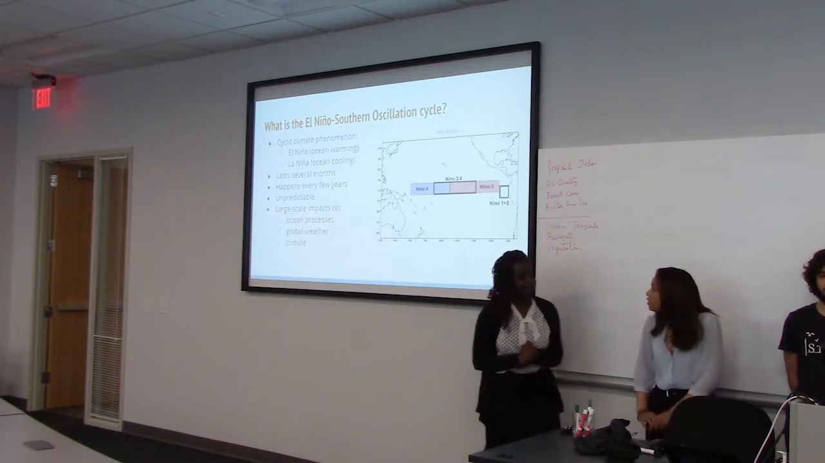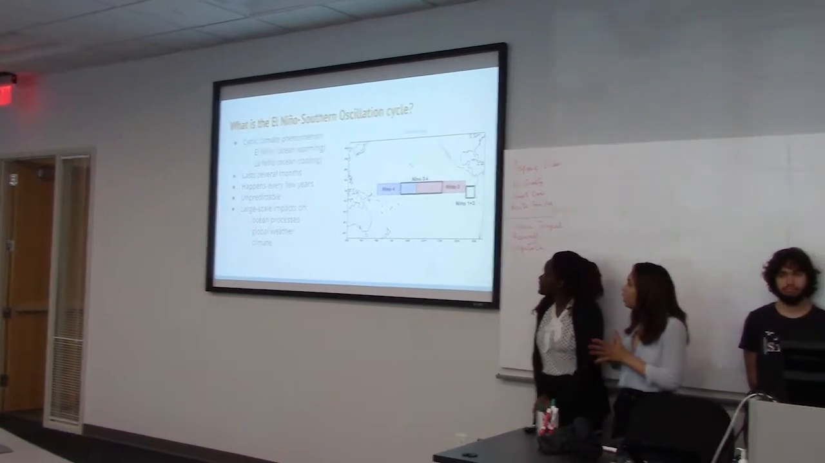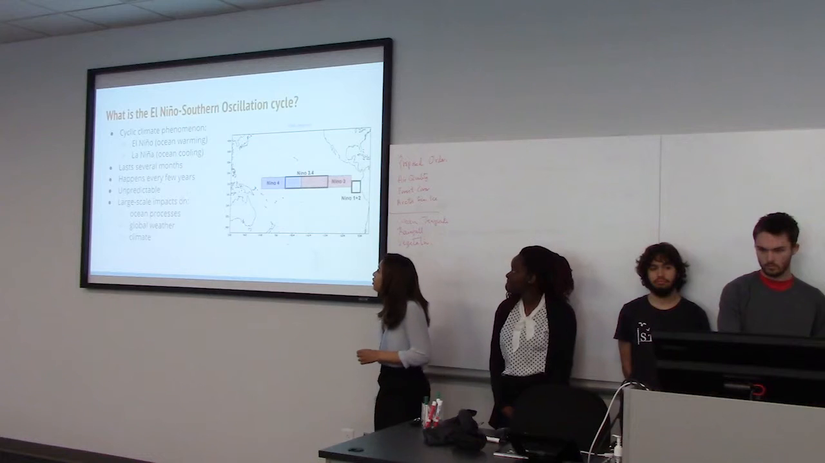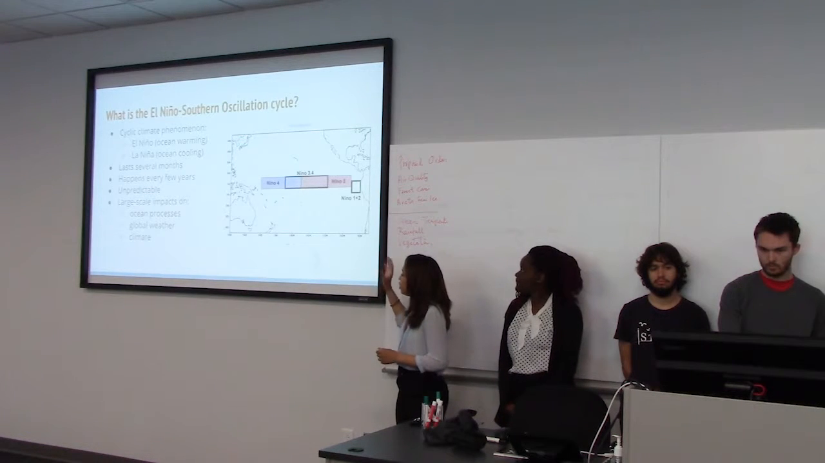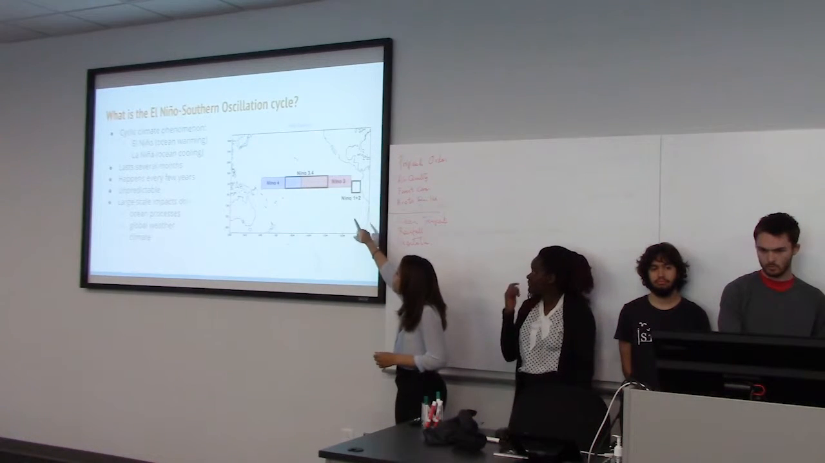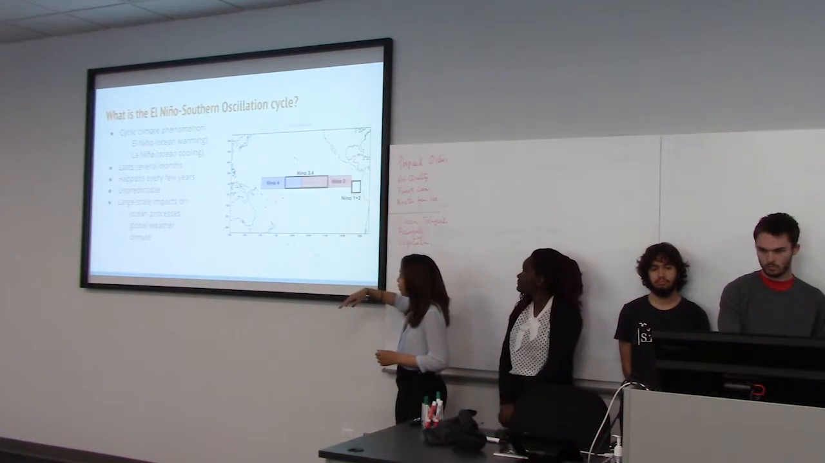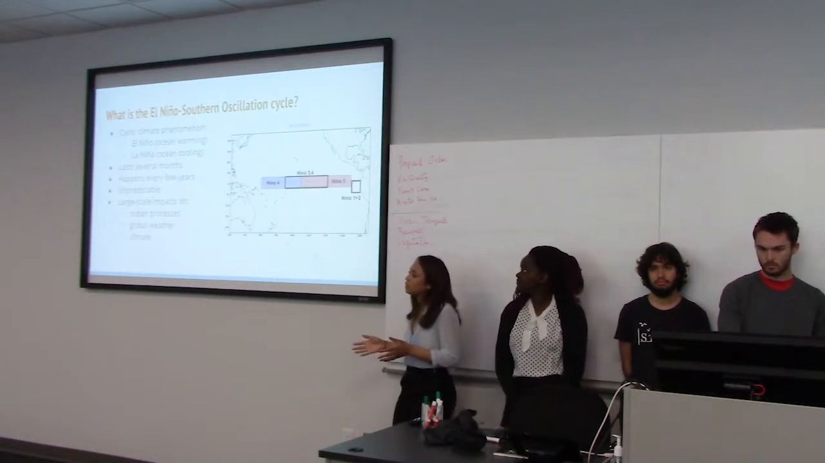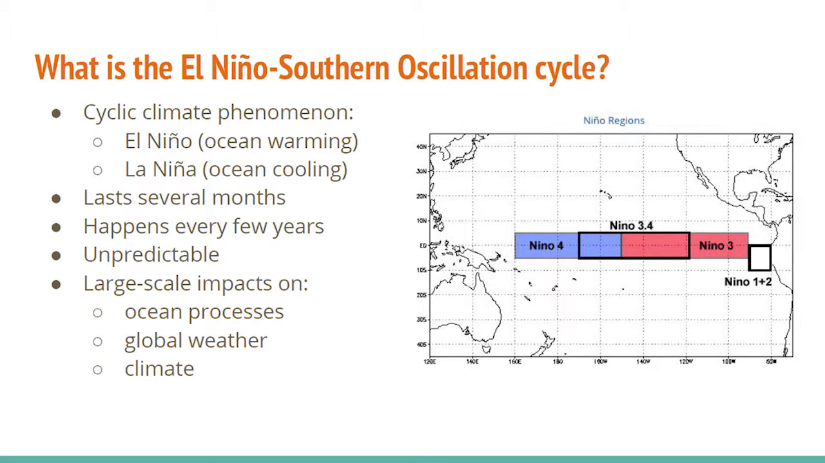Okay, so what is the El Nino Southern Oscillation cycle? It's a climate phenomenon that occurs in the equatorial Pacific, and it's divided into these established regions, 1, 2, 3, and 4. The El Nino phase is when the surface temperatures in region 3 warm up, and La Nina is when they cool down. This happens every few years, and it lasts for several months. It's extremely unpredictable, and it has a lot of impacts on the climate, weather, and ocean processes.